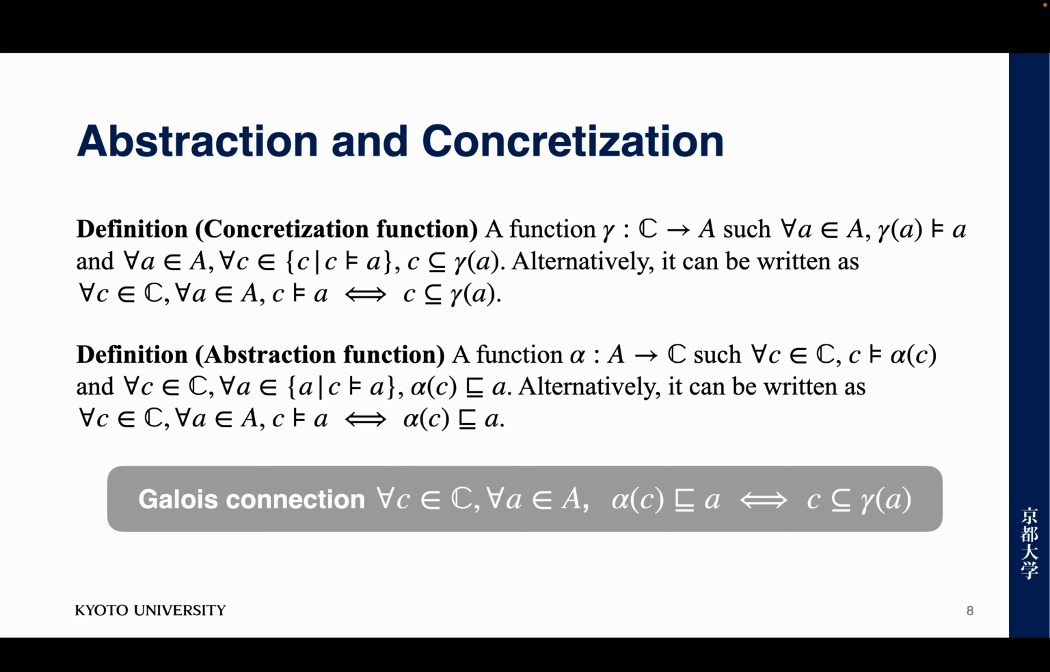In addition, since we want to maximize the informativity of the abstraction and concretization as well, we also further constrain that the abstract element obtained from the abstraction function should be the infimum of all elements that describe the concrete element. Similarly, we constrain the concretization function. Combining them together leads to a Galois connection between the concretization function and the abstraction function.